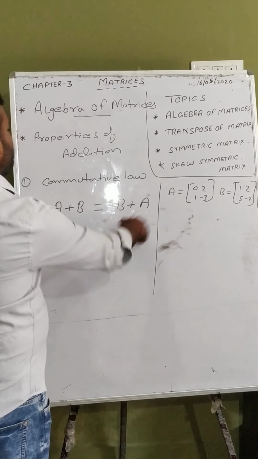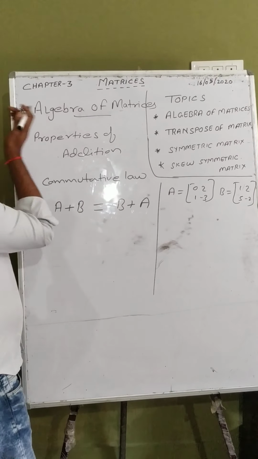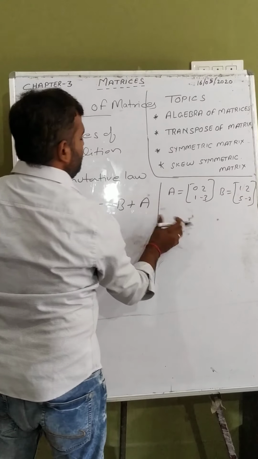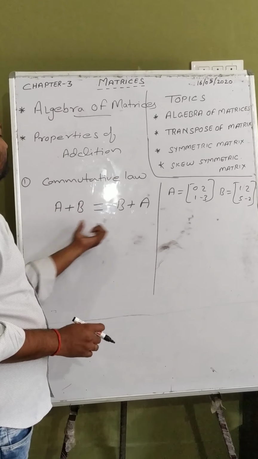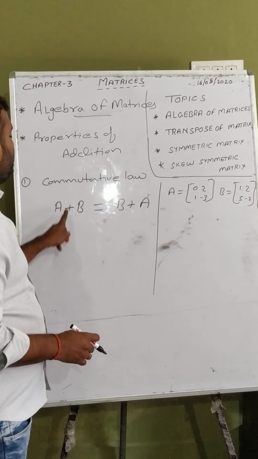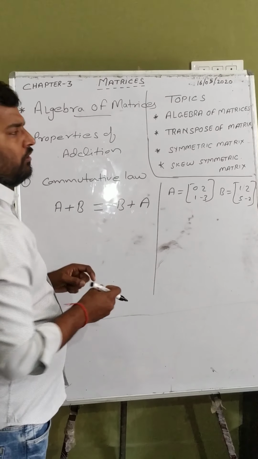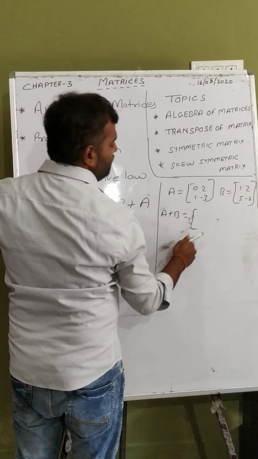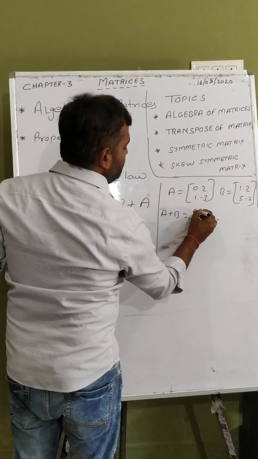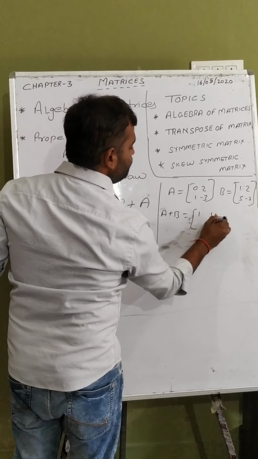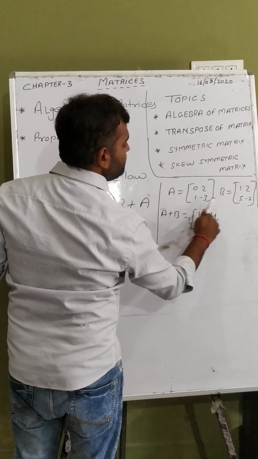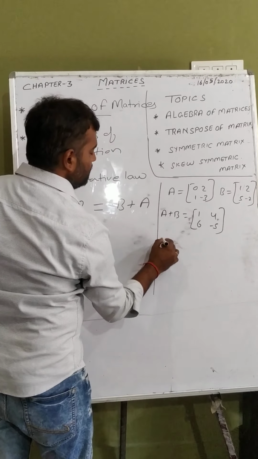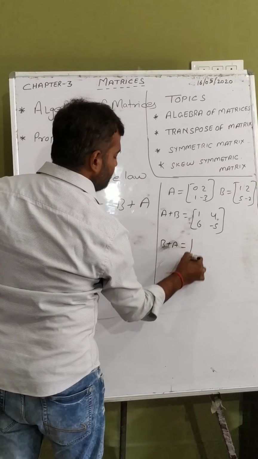Now what does the commutative law explain here? It states that A plus B is equal to B plus A. It means changing the order does not affect the result. You can check here: A plus B is 0 plus 1 equals 1, 2 plus 2 equals 4, 1 plus 5 equals 6, and minus 3 plus minus 2 equals minus 5. Now B plus A, if you find it.